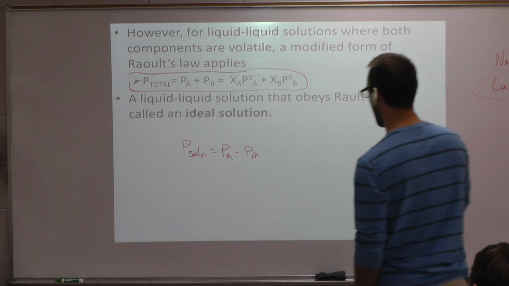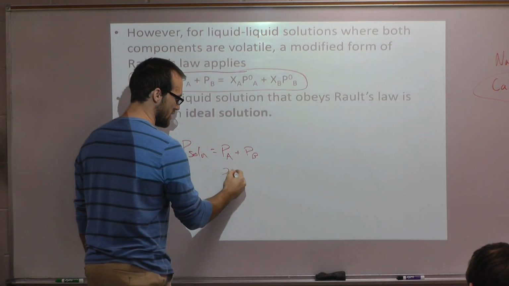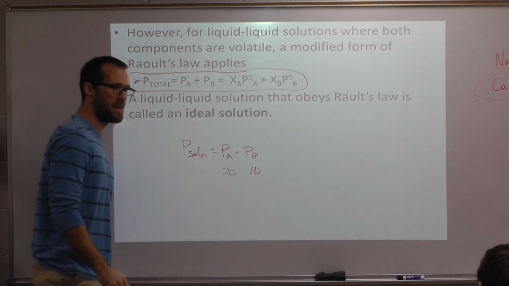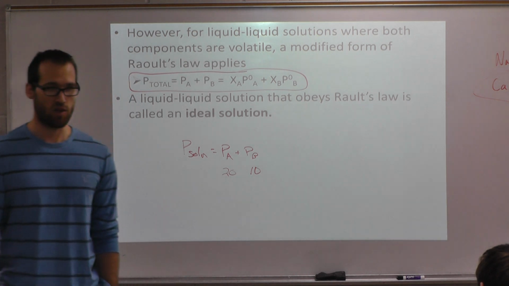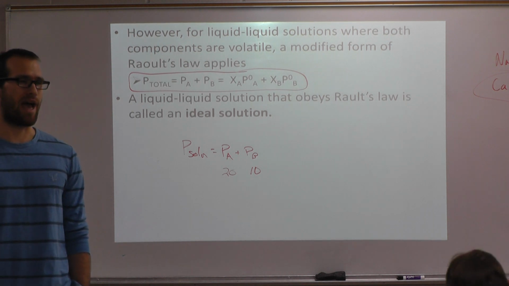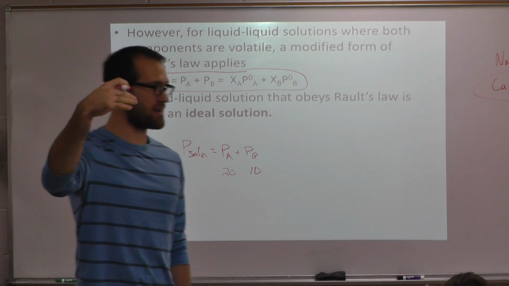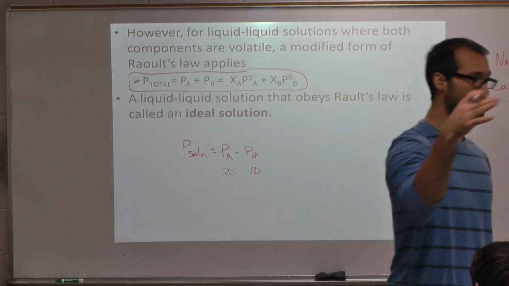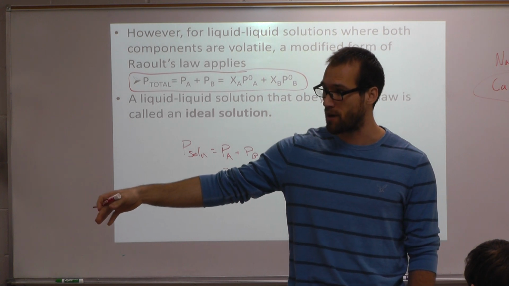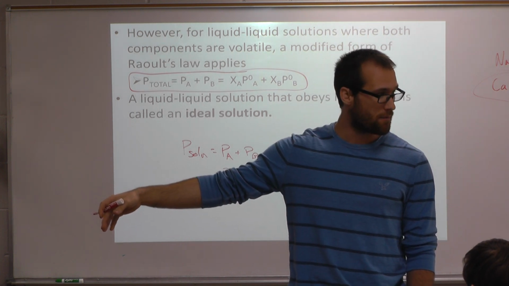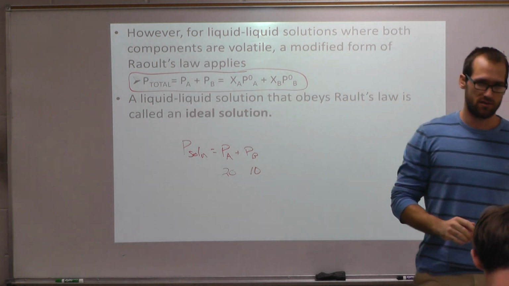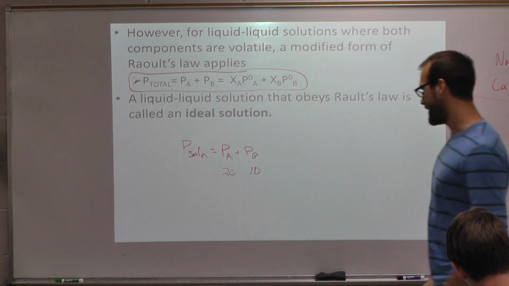So if water vapor pressure was 20 and alcohol vapor pressure was 10, and you had a 50-50 ratio of both, you would expect to have 15. Now if you had 80% water, you would expect the vapor pressure of the solution to be closer to the water's pure vapor pressure than alcohol's pure vapor pressure. Does that make sense? So this is the equation you're going to use if you have two volatile solutions. Done.